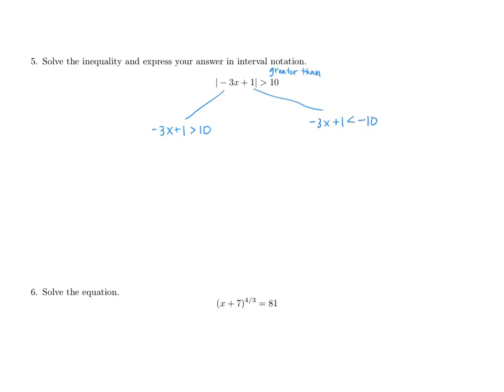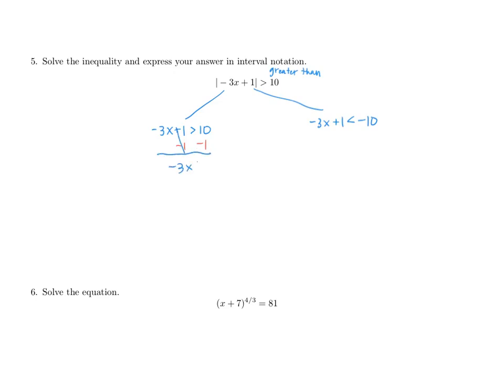You flip the inequality and you change the sign. That's always the way you do these. The first one you change nothing other than dropping the absolute value symbols. And the second one you flip the sign. And now we're just going to solve each of these inequalities. So subtract 1 from both sides.